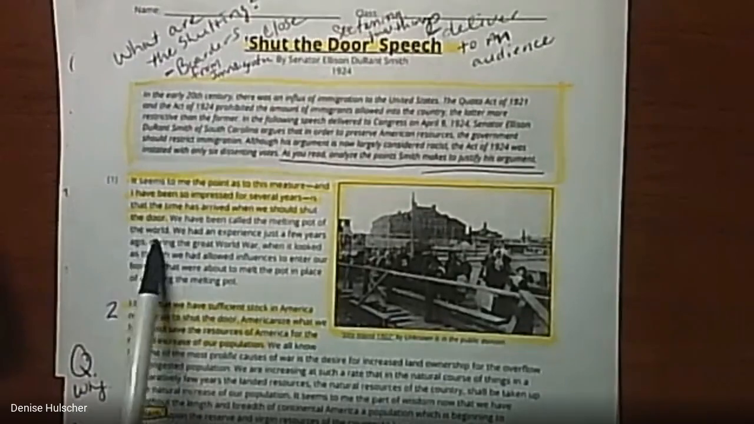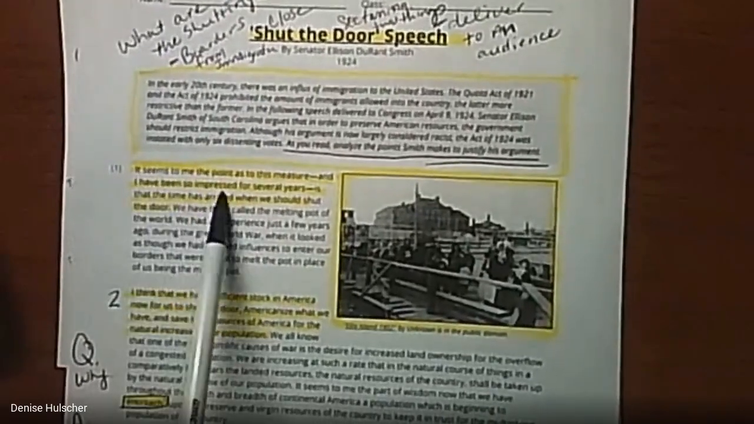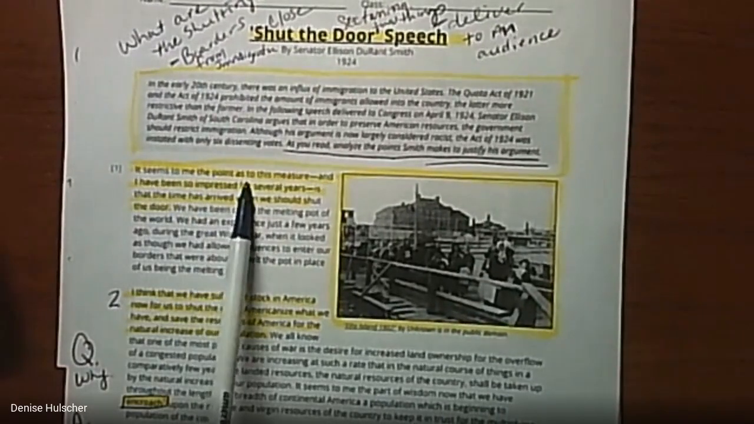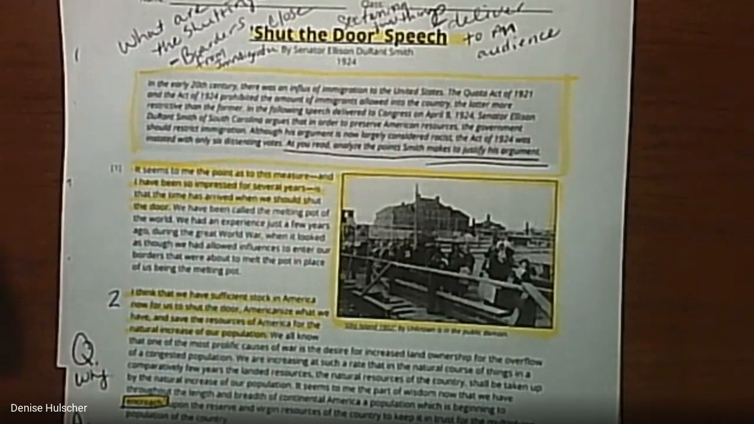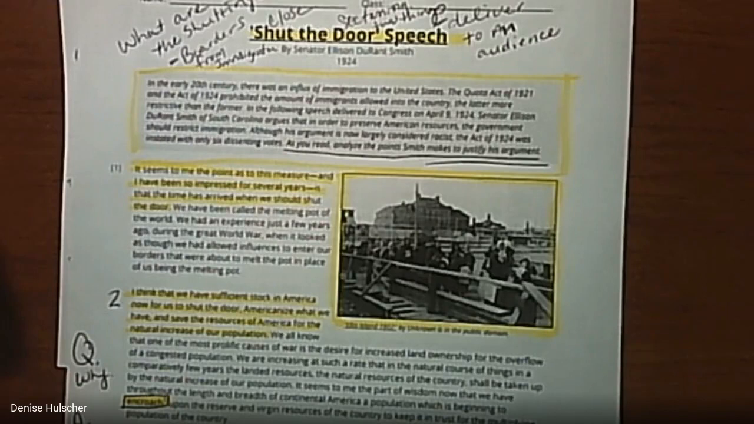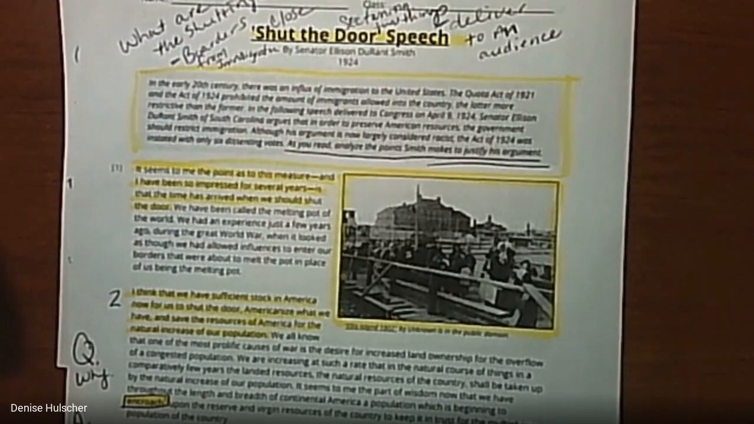So paragraph 1. It seems to me at this point, as to this measure, and I have been so impressed for several years, that the time has arrived when we should shut the door. We have been called the melting pot of the world. We have an experience just a few years ago during the Great World War when it looked as though we had allowed influences to enter our borders that were about to melt the pot in place of us being the melting pot.